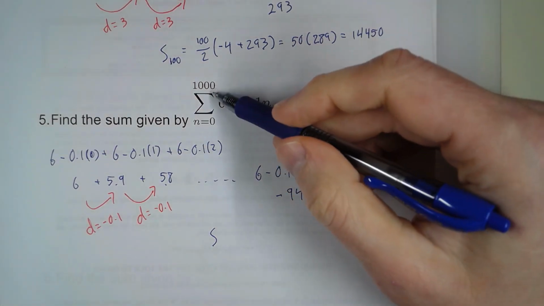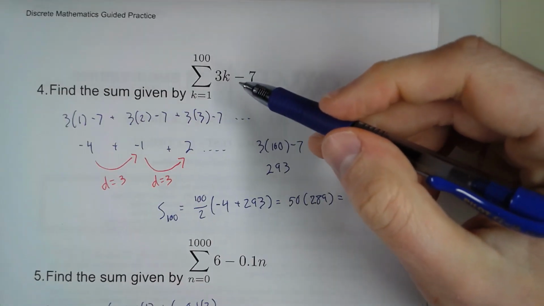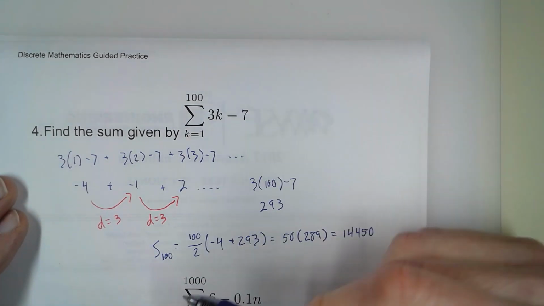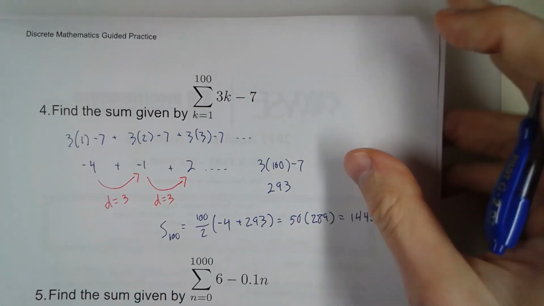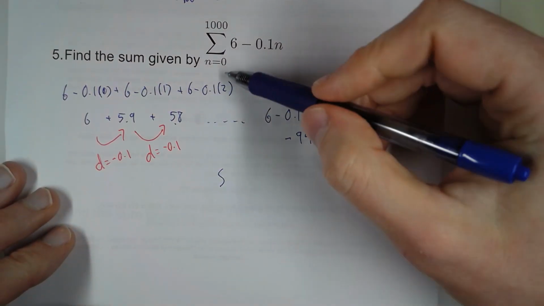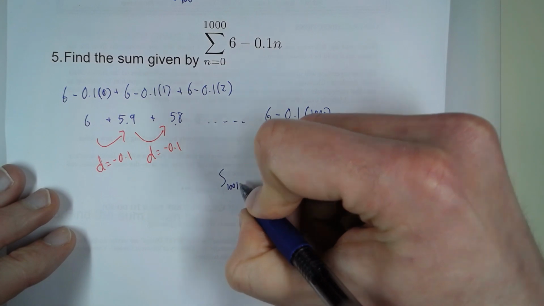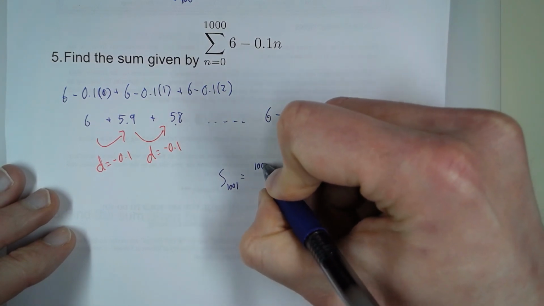Now here's the thing to be aware of that a lot of people mess up on. In this one, we started with 1 and ended with 100. So there were 100 terms. But here we're starting with 0. So there aren't 1,000 terms. There's 1,001 terms.